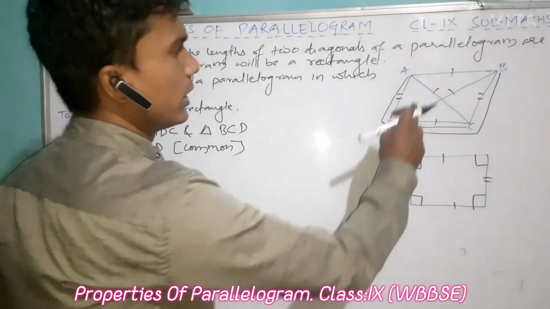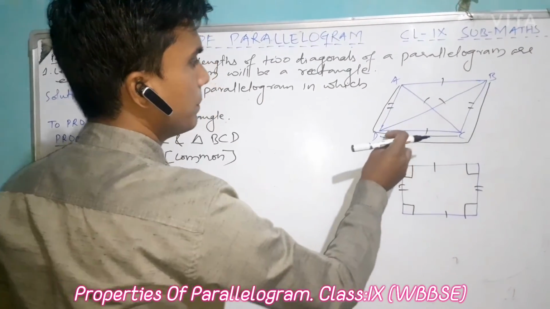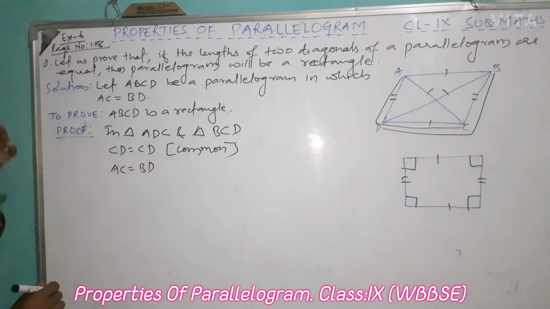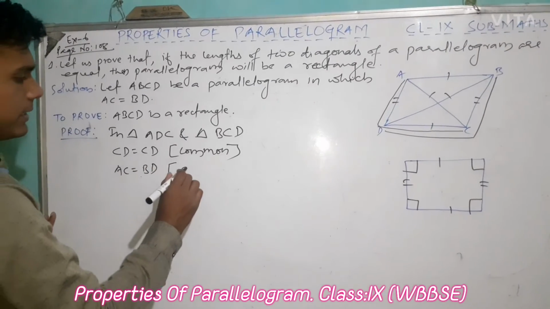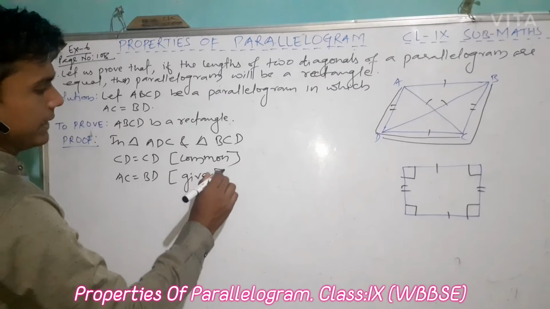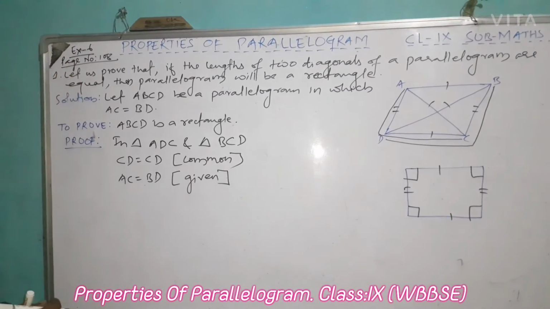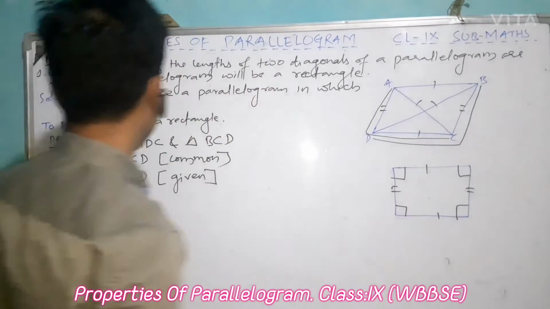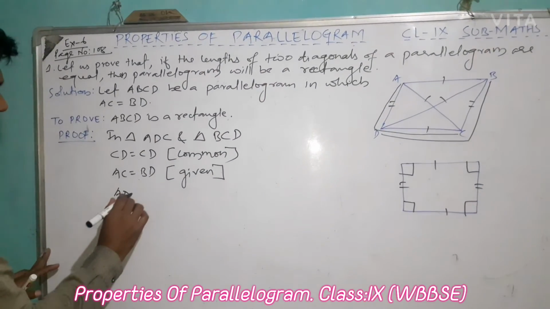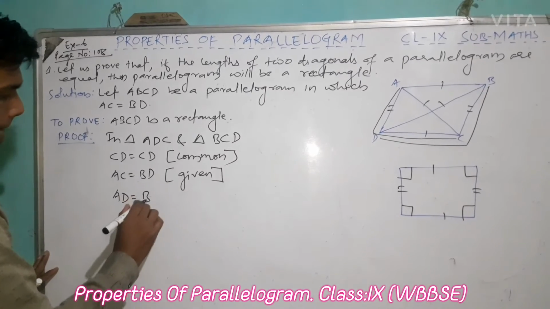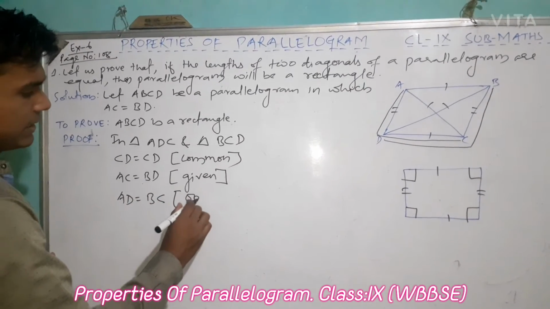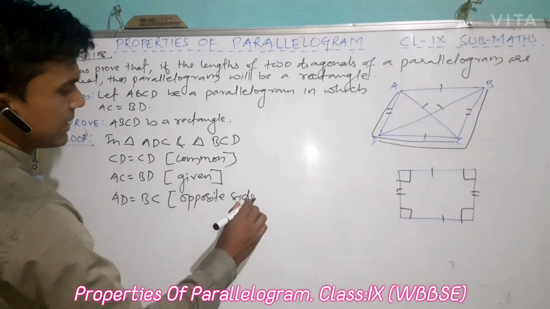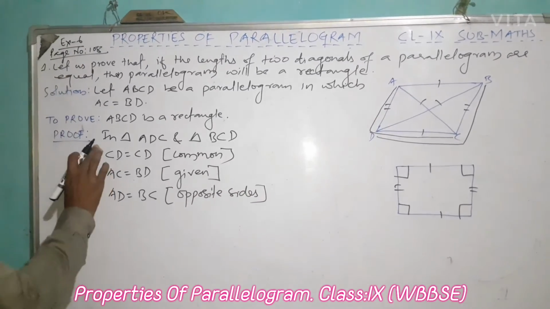Another thing we got here: AC equals BD, since it is given in the question itself, so we write this as given. Another thing we know is that AD equals BC. These are the opposite sides. In my first theorem I had given you this: opposite sides of a parallelogram are equal. So we got the three points here.